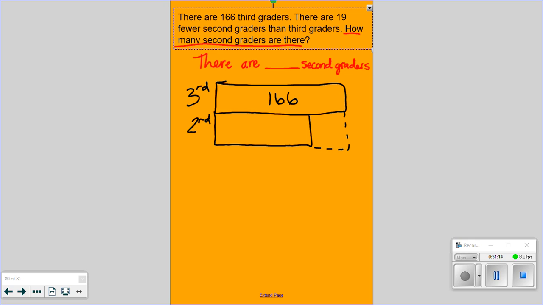Rylan, you with me? So this ghost box is 19. Those kids don't actually exist. The 19 ghost kids. They don't actually exist. But Bryson and I know that if they were there, third grade and second grade would have the exact same number. Does that make sense?